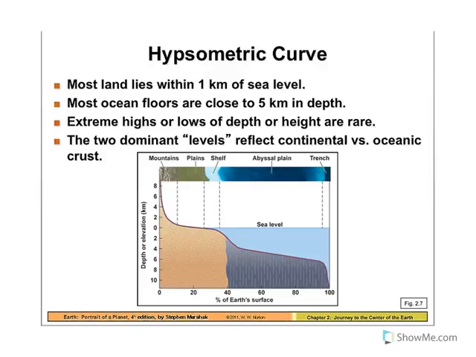Now, most of the dry land itself is pretty close to sea level. It's within 1 kilometer of sea level. We don't see too many extremes up in the high or down in the low. However, the highs are what we call mountains, and the lows are what we call trenches, and that's a geology term, so we're going to talk more about that. But our two dominant levels definitely reflect what we call the continent and the ocean. Clearly, the continent is much higher than the ocean.